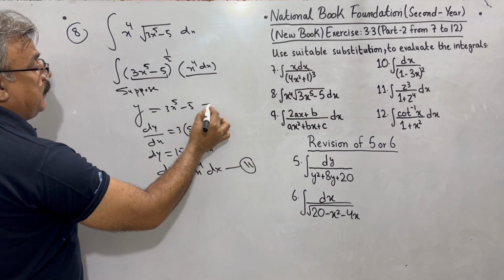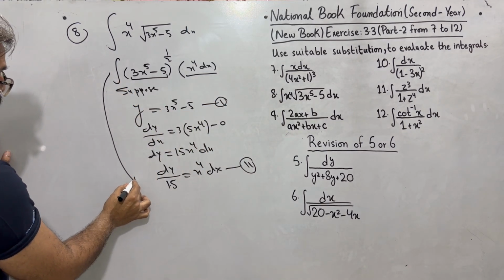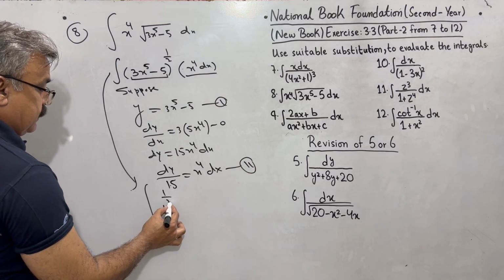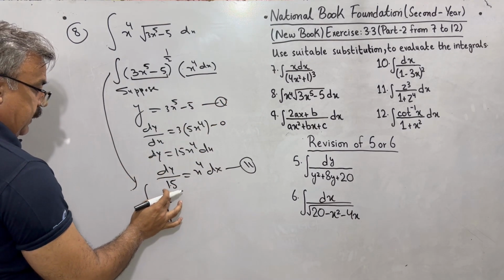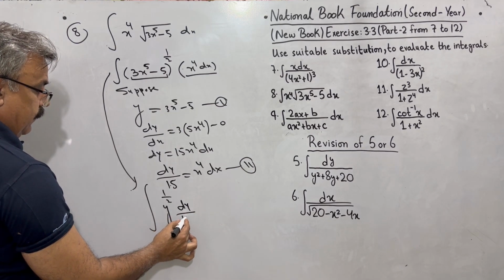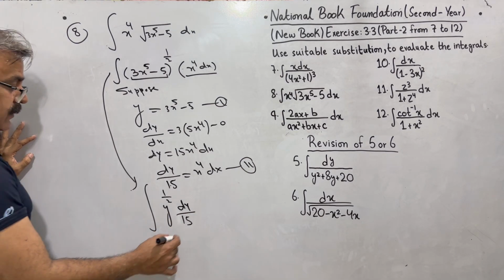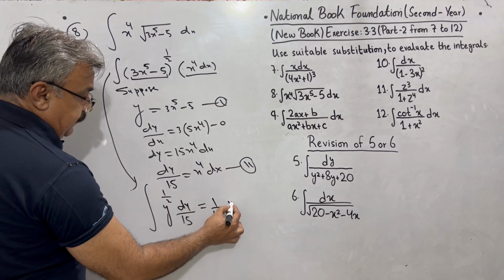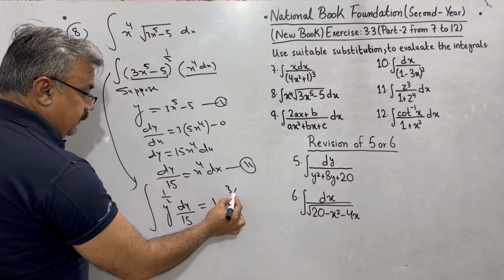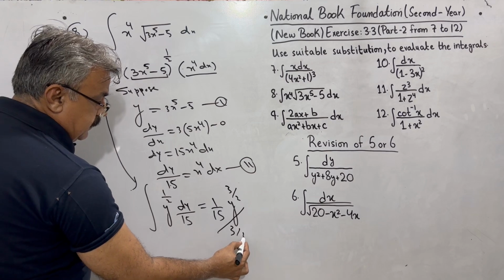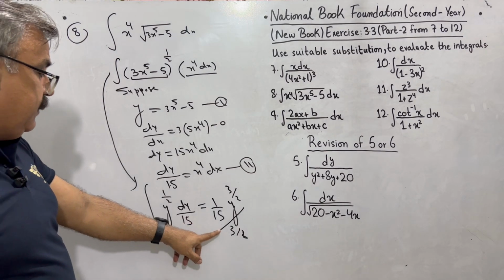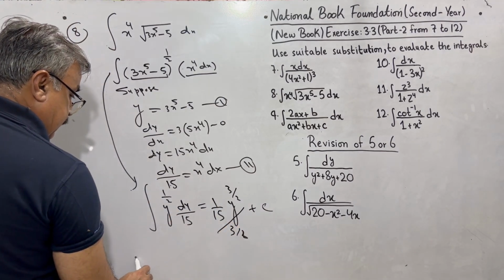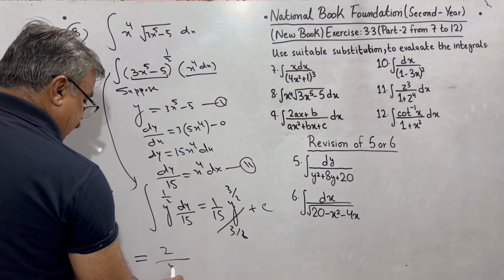These two values are to be replaced in the original integral. We have y overall raised to 1 over 2, and instead of x4 dx we have dy over 15. 15 is a constant in the denominator, so we can write 1 over 15. Add 1 to the power of the function. It is simple integration now. Adding 1 to 1 over 2 gives us 3 over 2. They are in a single denominator, 15 and 3, multiplied; 2 will be in the numerator, constant c. We have 2 over 3 times 15, which is 45.